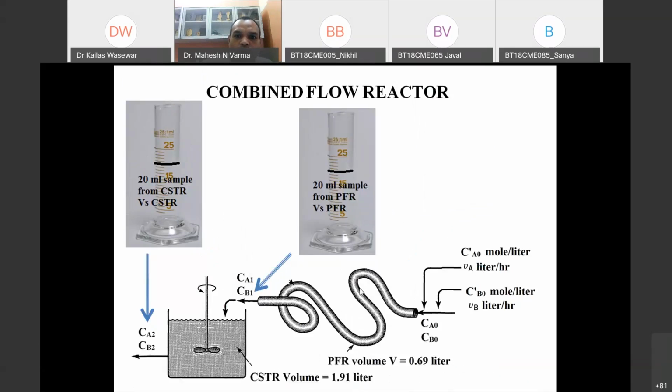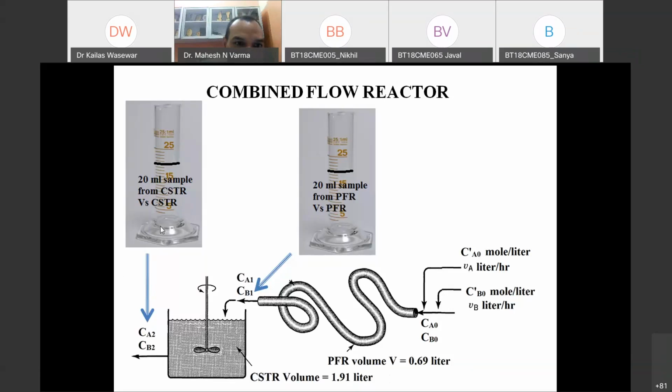Now how to estimate this CA1 and CB1? What is happening? This is a non-catalytic reaction. I have sodium hydroxide and I have ethyl acetate. Once I have collected the sample, here also I have sodium acetate, ethyl acetate and sodium hydroxide. Still the reaction is going on in this sampling cylinder also. So as soon as the sample is collected, you need to stop the reaction.